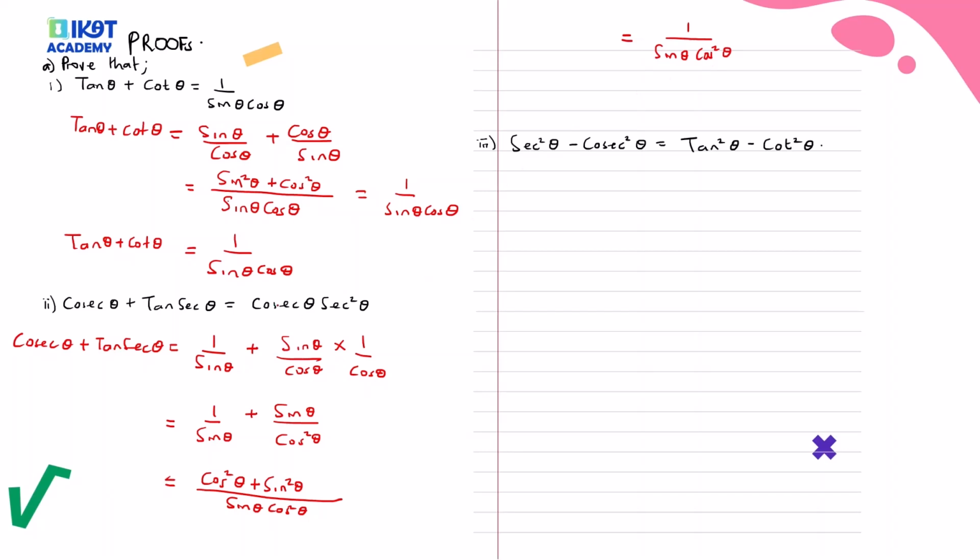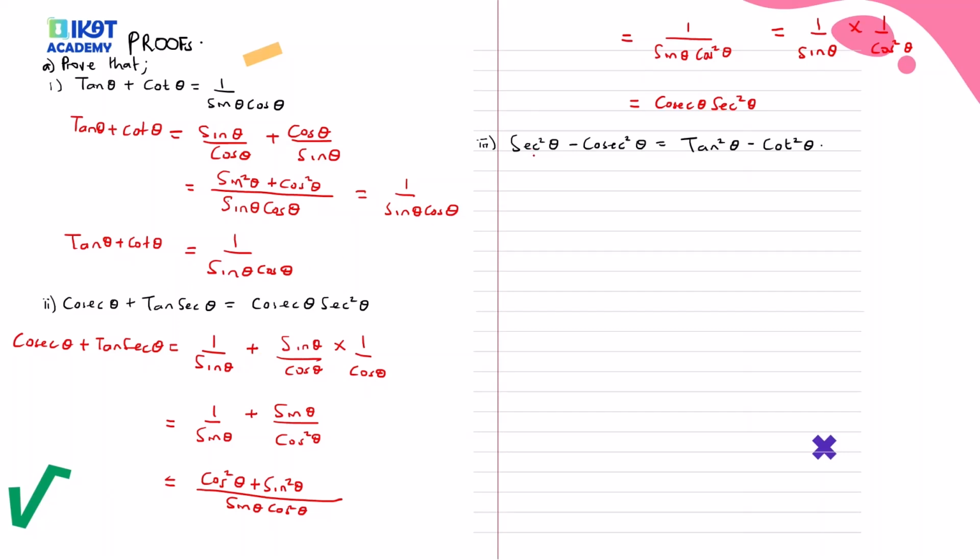Now the question wants me to express it like this, so I'm going to break it down. So this is 1 out of sine theta times 1 out of cos squared theta. So what do I have? I have 1 out of sine theta is cosec theta. 1 out of cos squared theta is sec squared theta. And you see, just like that, I've proved this expression.